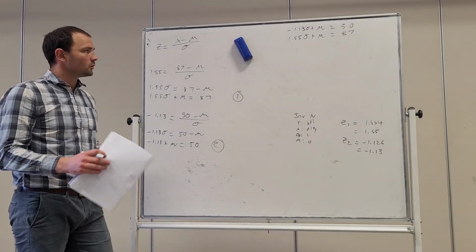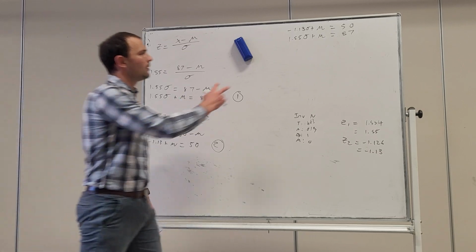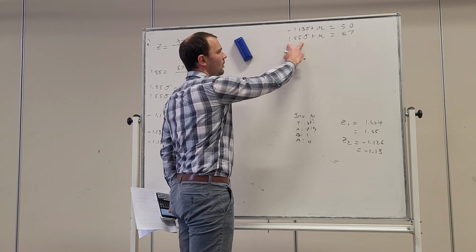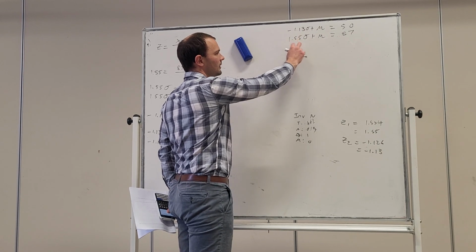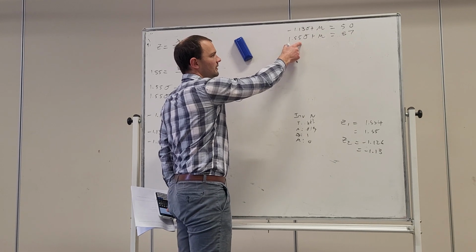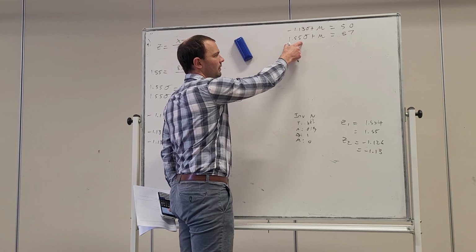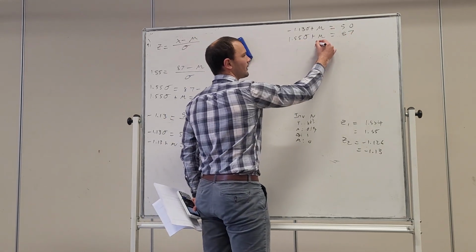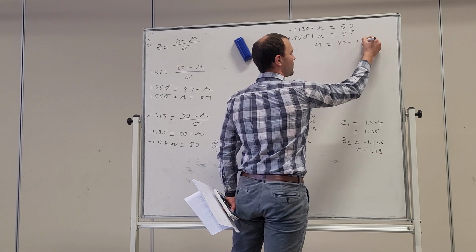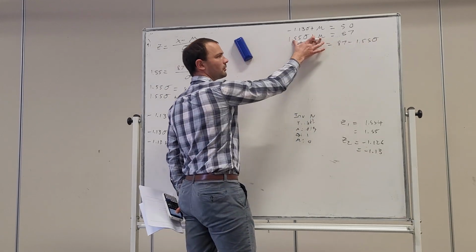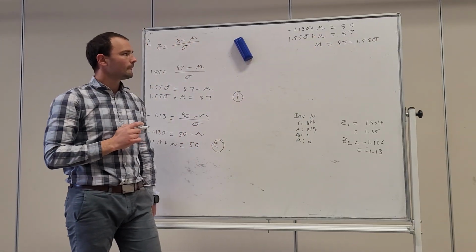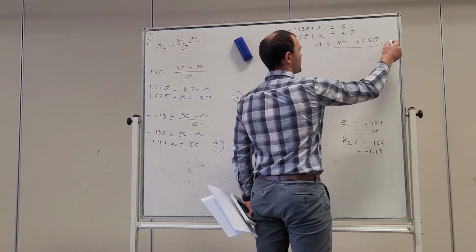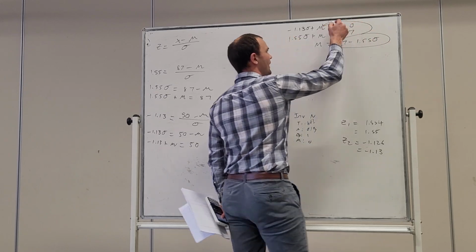I'm going to move this over to that side. So we've got the mean equals 87 take 1.55 sigma. I've got that from equation 2. And now I'm going to substitute it. I'm going to take that and put it into equation 1.